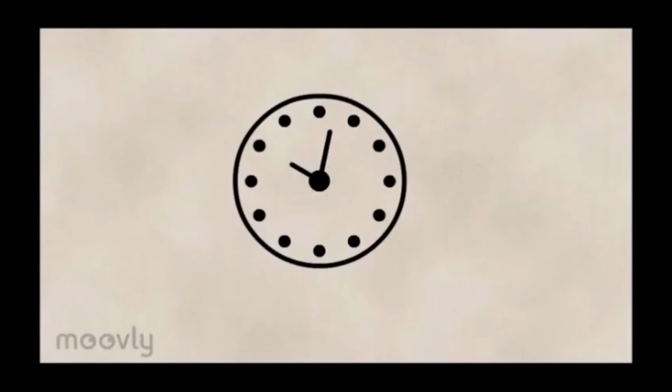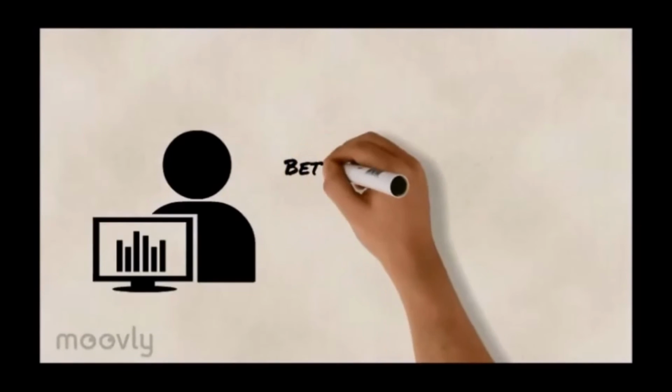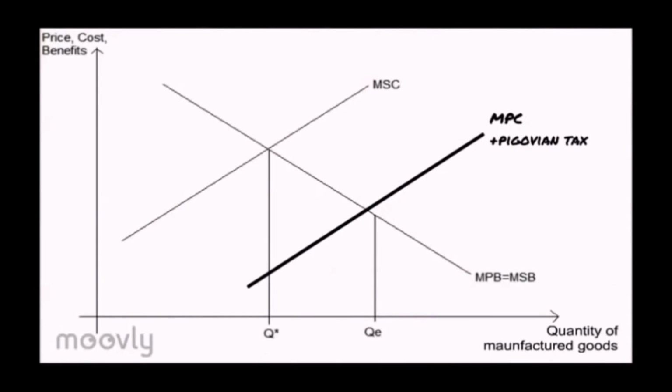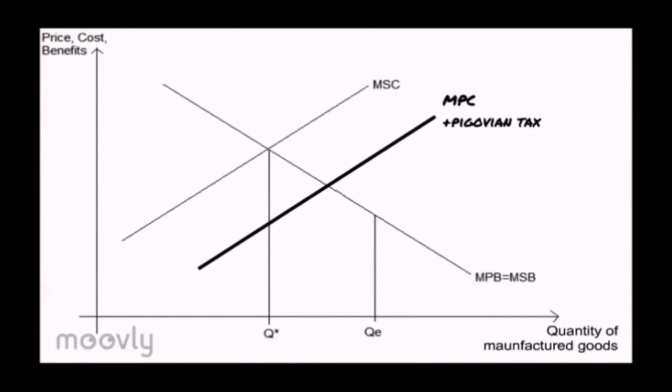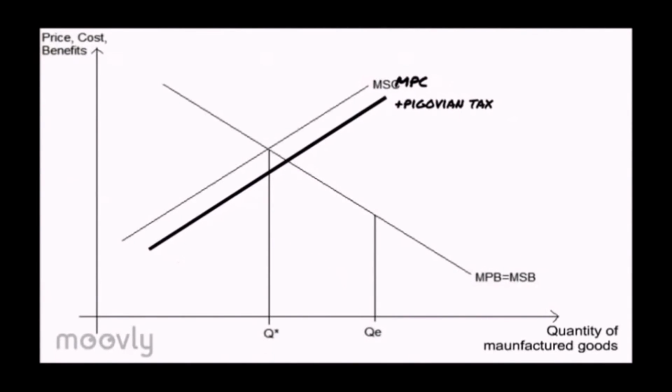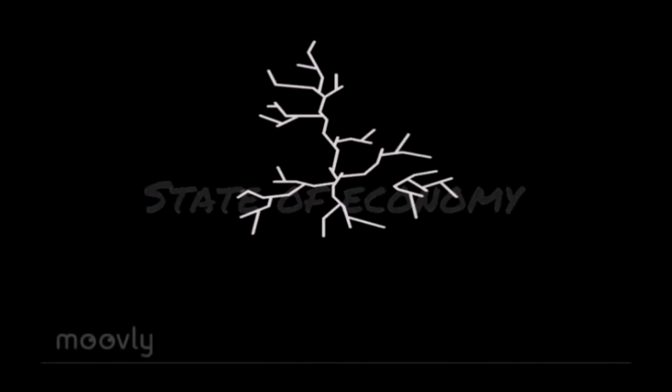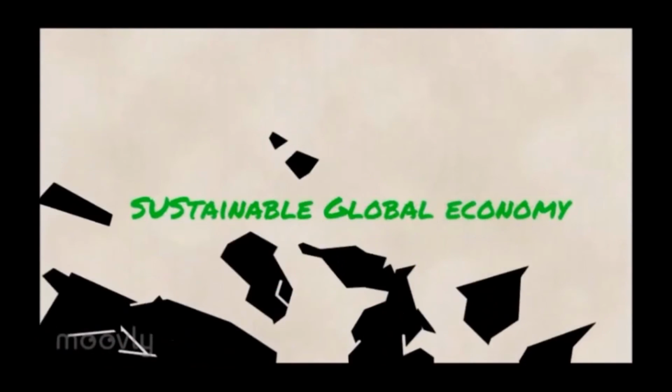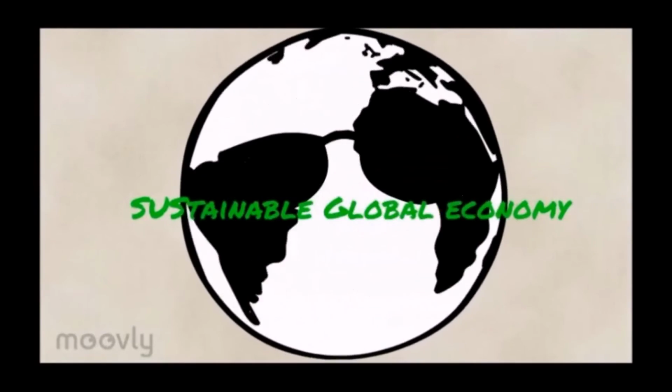In the meantime, it will help if economies can better define all property rights and impose taxes on all economic activities that generate negative externality to move towards a global economy that enables environmental sustainability.